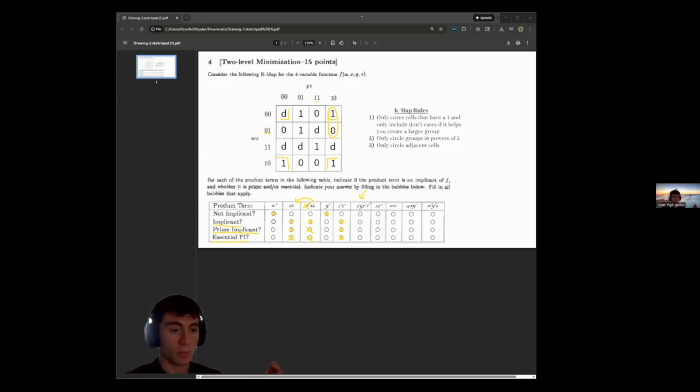So looking at x prime y z, we can also notice from the previous product term that if we remove the literal y, then this creates the same group as x prime z. So it is an implicant.